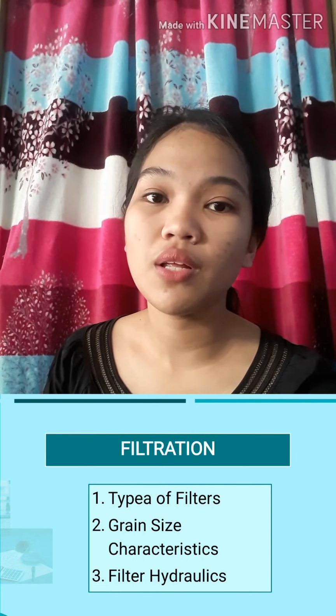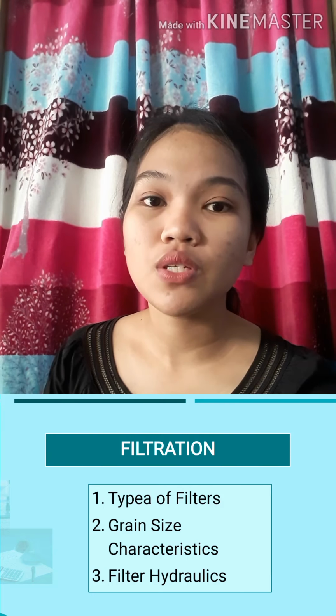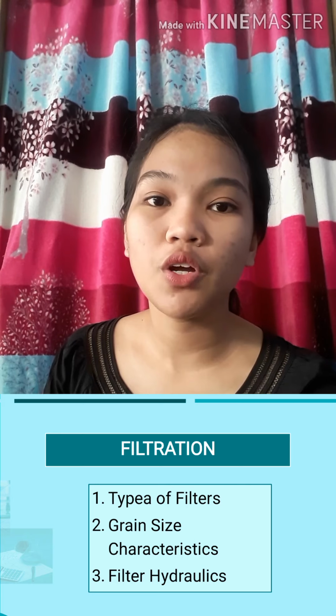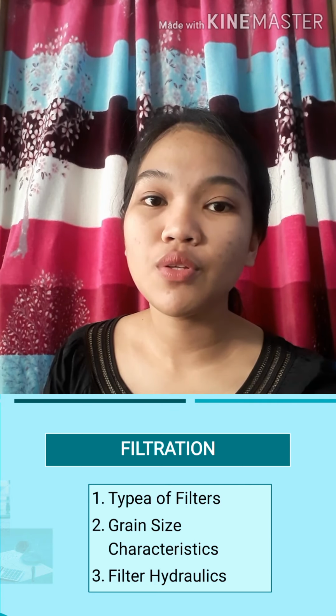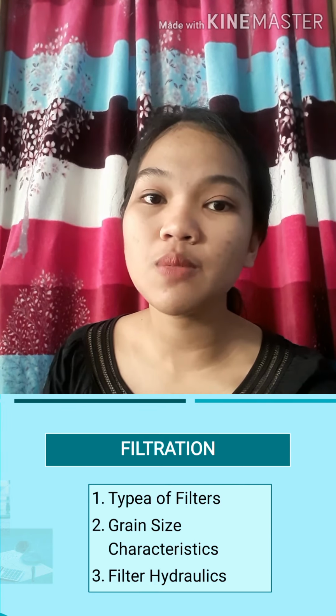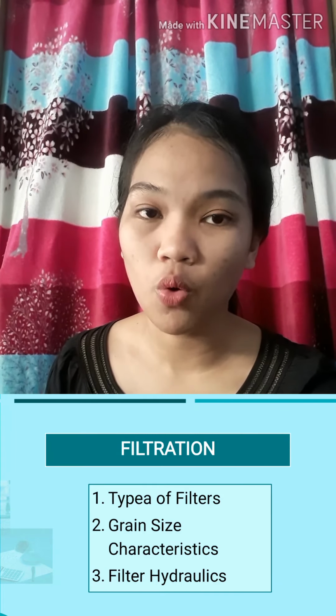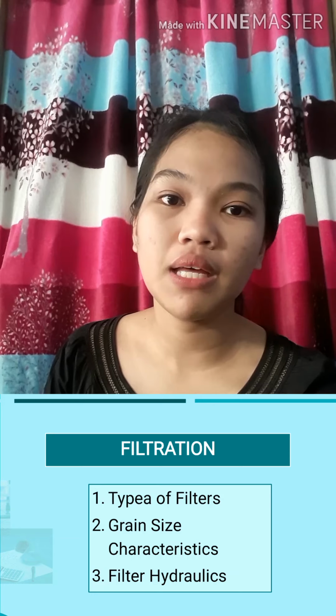The rate of filtration is 3,000 to 6,000 liters per meter squared per hour. The backwash period is around 24 to 72 hours, and the entire process of the backwash takes around 15 minutes.